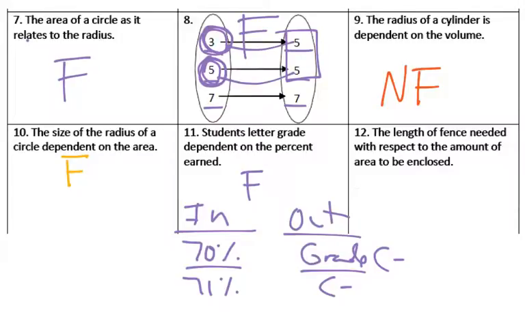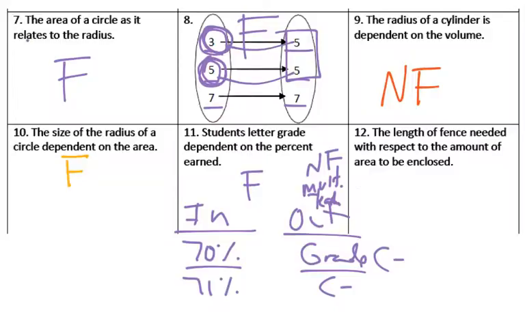Now if we extended it to multiple teachers, that's where we could get the no function, if we had multiple teachers. Because some teachers grade differently. But we'll say just for one teacher.